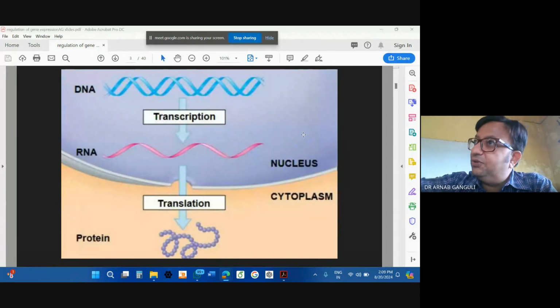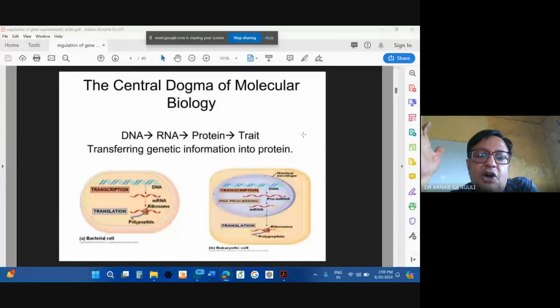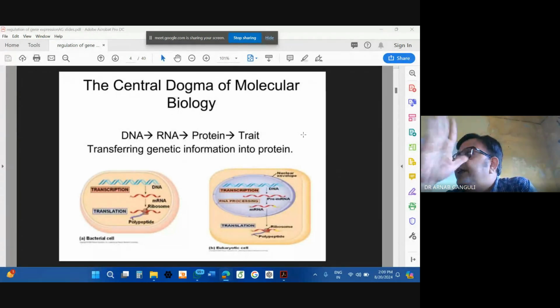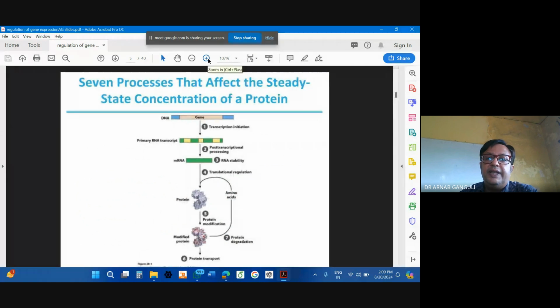So next slide. DNA, transcription, RNA, the protein. So exactly this is the process which takes place. Go to the next slide now. And the central dogma, you know, DNA to RNA, RNA to protein, and sometimes RNA can come back and form DNA through a process known as reverse transcriptase. And DNA replicates itself. This is the central dogma. And so, next slide.